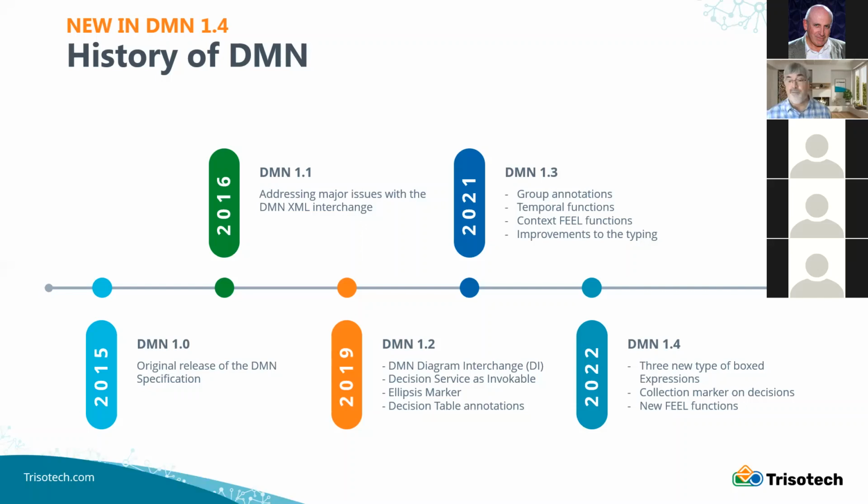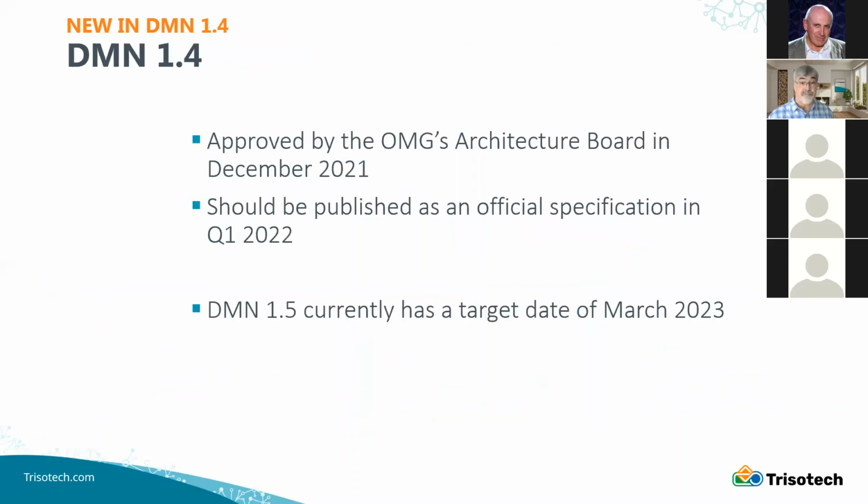DMN 1.4 brings in 3 new types of box expressions, also brings in a collection marker on the decisions, and a few new functions. So hopefully that sets a little bit of history for everybody. So DMN 1.4 was approved by the OMG Architecture Board last December. It's going through its process now. It's got to be ratified by the general business community. And when that is done, then it goes to the editor to be published.